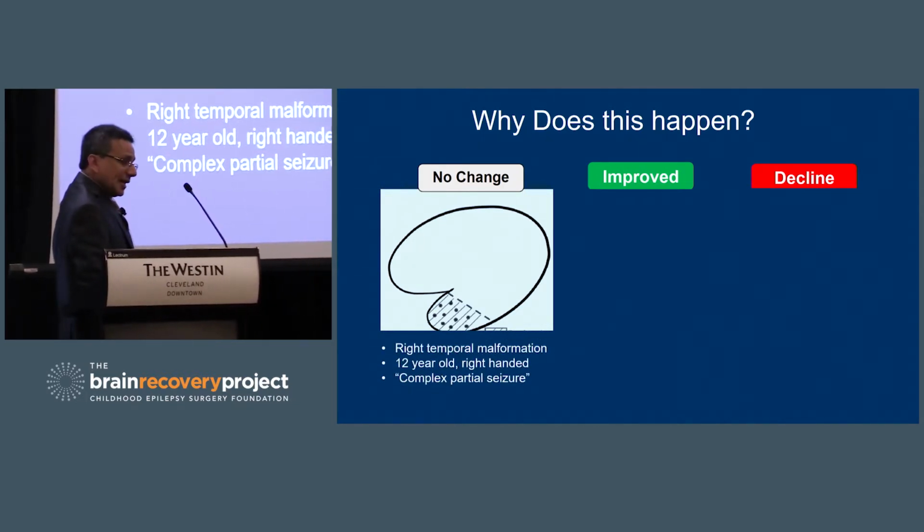Yeah. We have a child with a right temporal malformation who is 12 years old and right-handed, so it's not the dominant temporal lobe, and has complex partial seizures. Most of the time when you do surgery, you take away the seizures. They are either unchanged or maybe slightly improved because the opposite temporal lobe may be able to function better. Advance the slide, please.